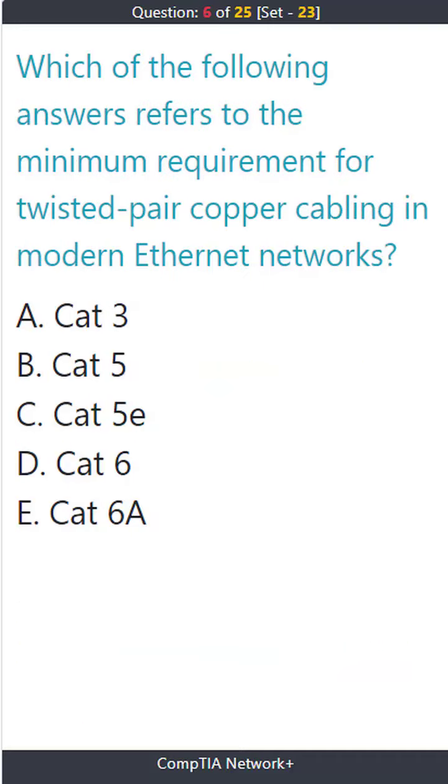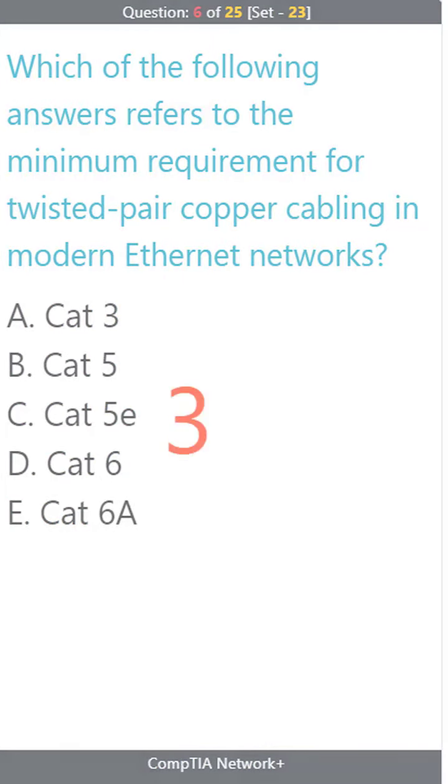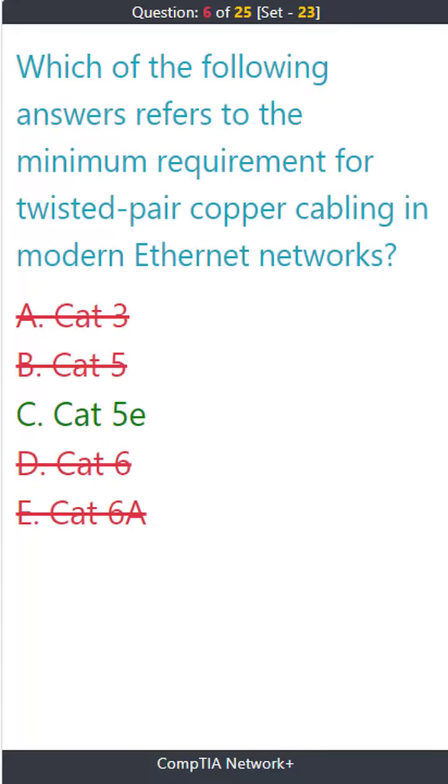Question 6. Which of the following answers refers to the minimum requirement for twisted pair copper cabling in modern Ethernet networks? A. Cat3. B. Cat5. C. Cat5e. D. Cat6. E. Cat6a. The correct answer is C. Cat5e.